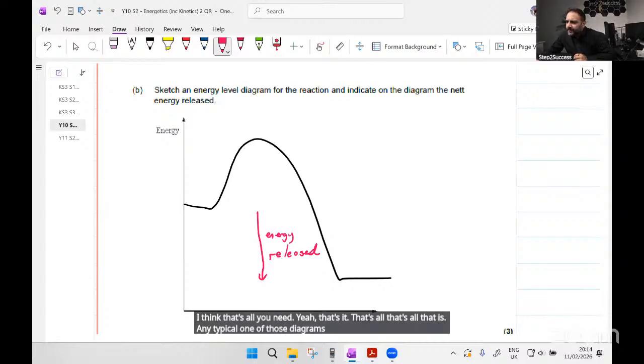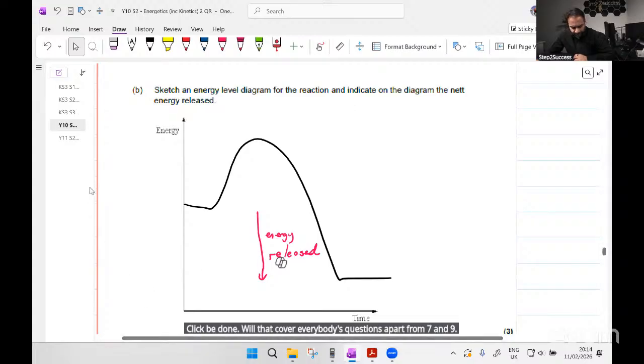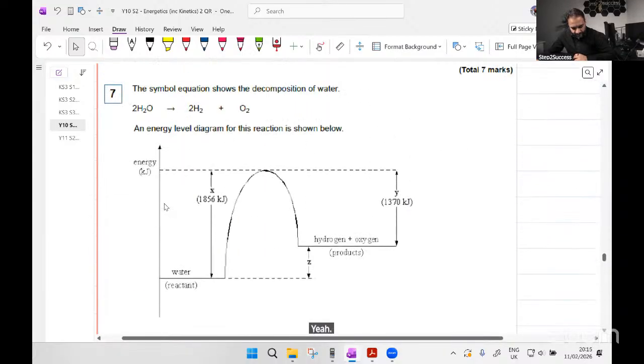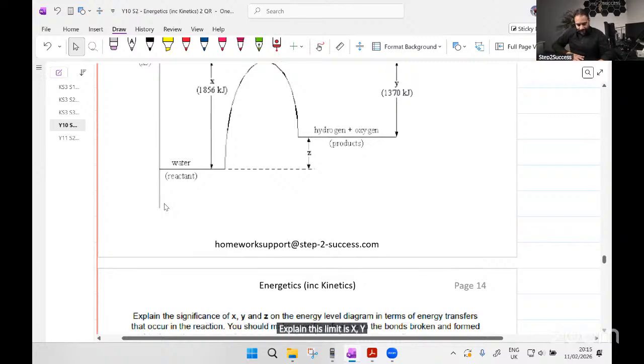6B done. Will that cover everybody's questions apart from 7 and 9? Yeah. 7. Decomposition of water. Here's an energy level diagram. Explain the significance of X, Y, and Z on the diagram.